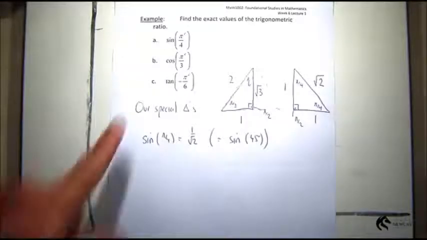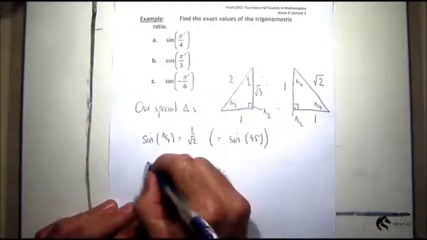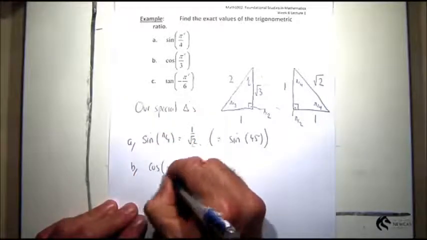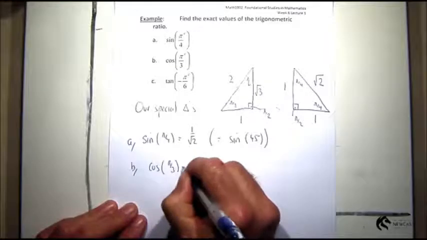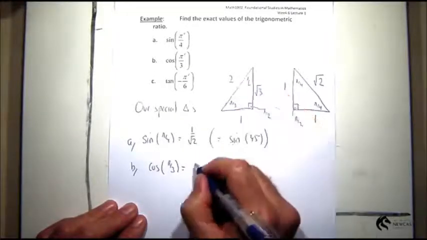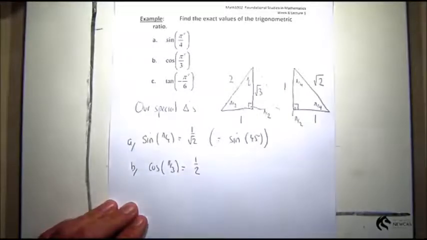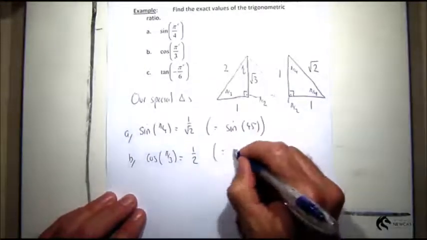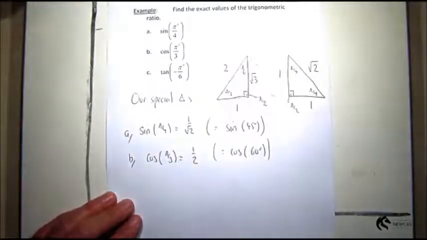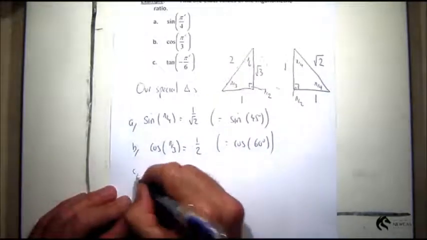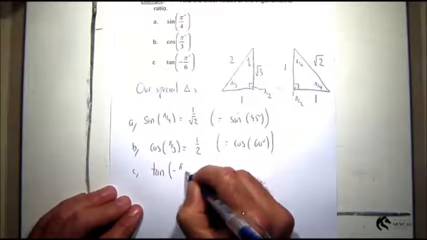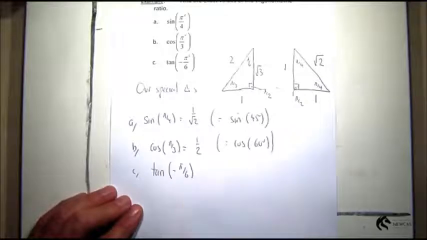And we can do the others now as well because we have the triangles to go with it. So that was A. B says work out the cosine of pi on 3. Cosine of pi on 3 is adjacent on hypotenuse. So that's the same as the cos of 60 degrees. And the last one I've got here, tan. All right, so this one's a little bit trickier. It says minus pi on 6.